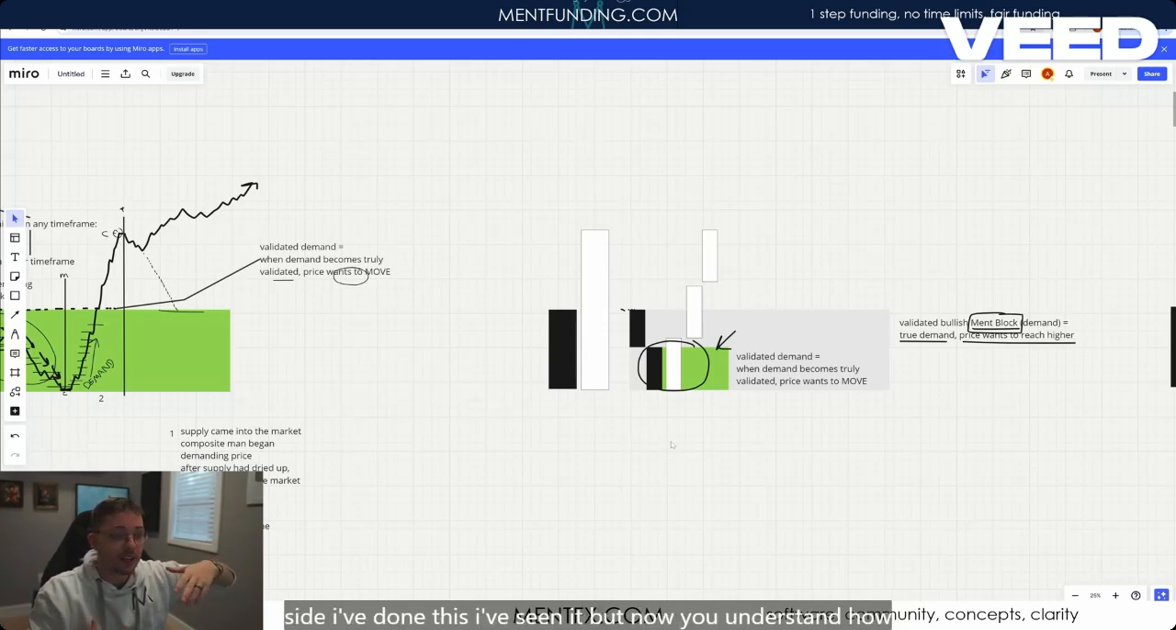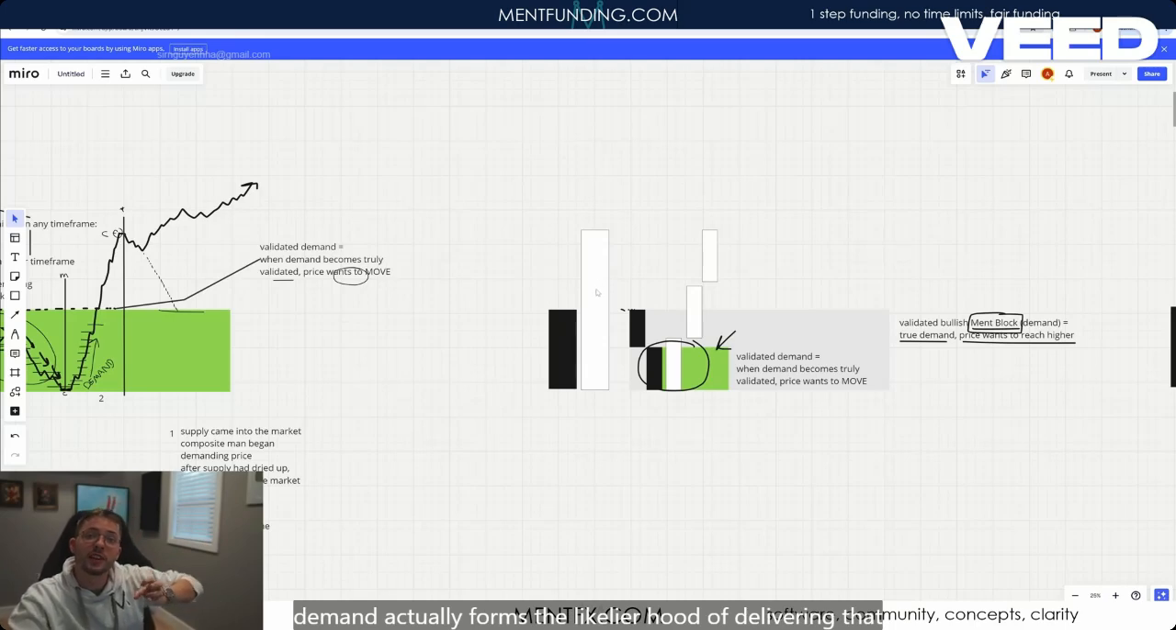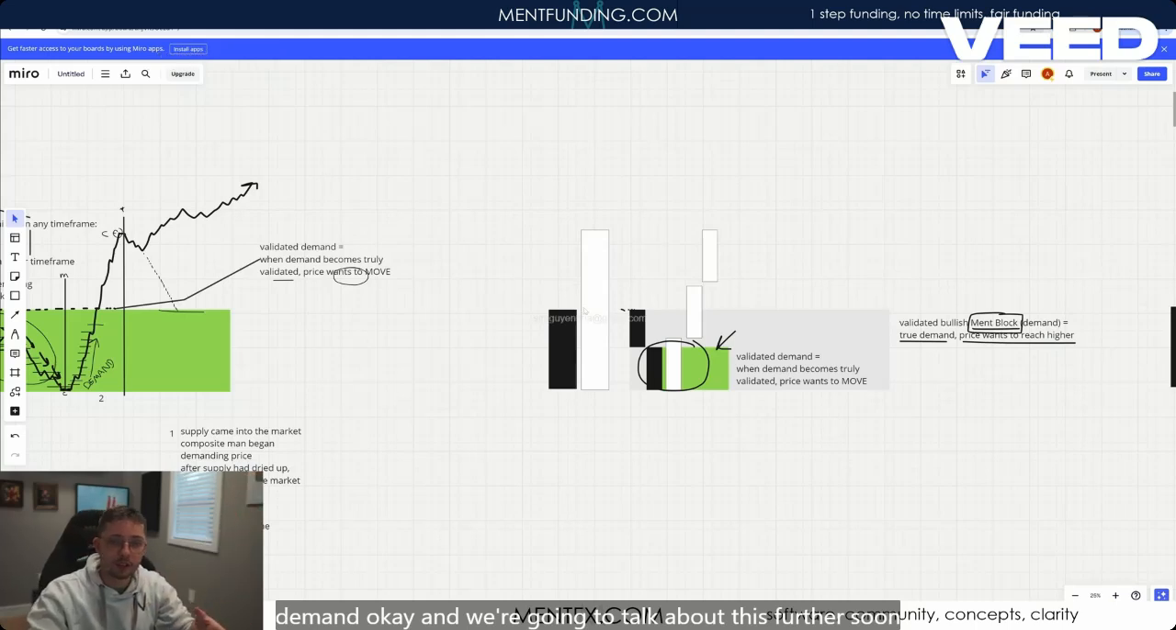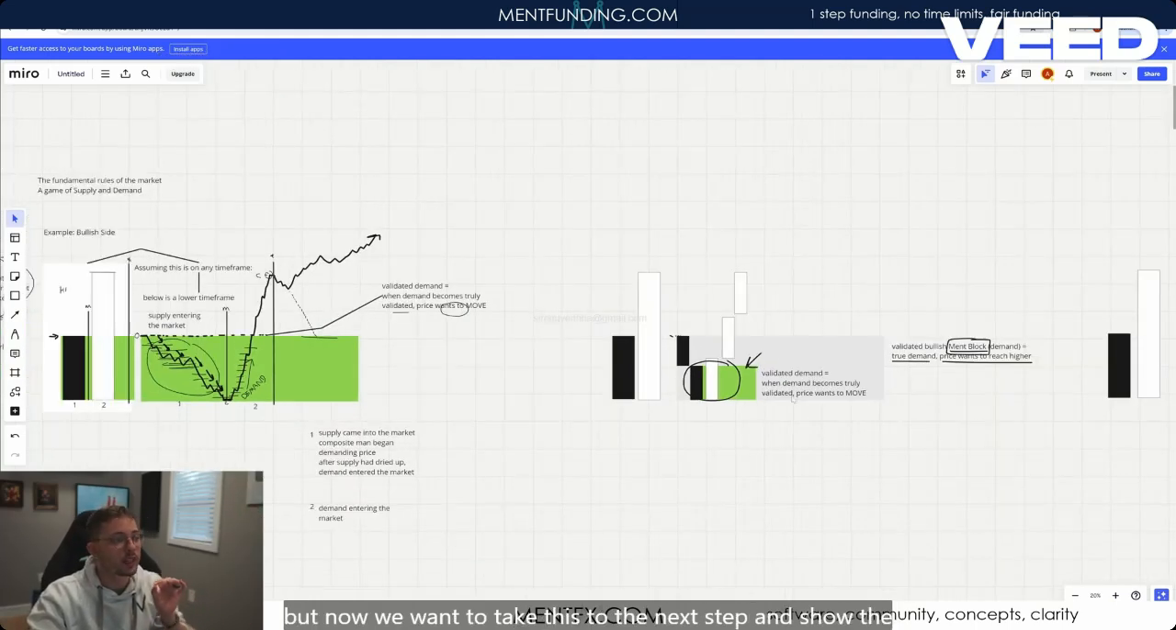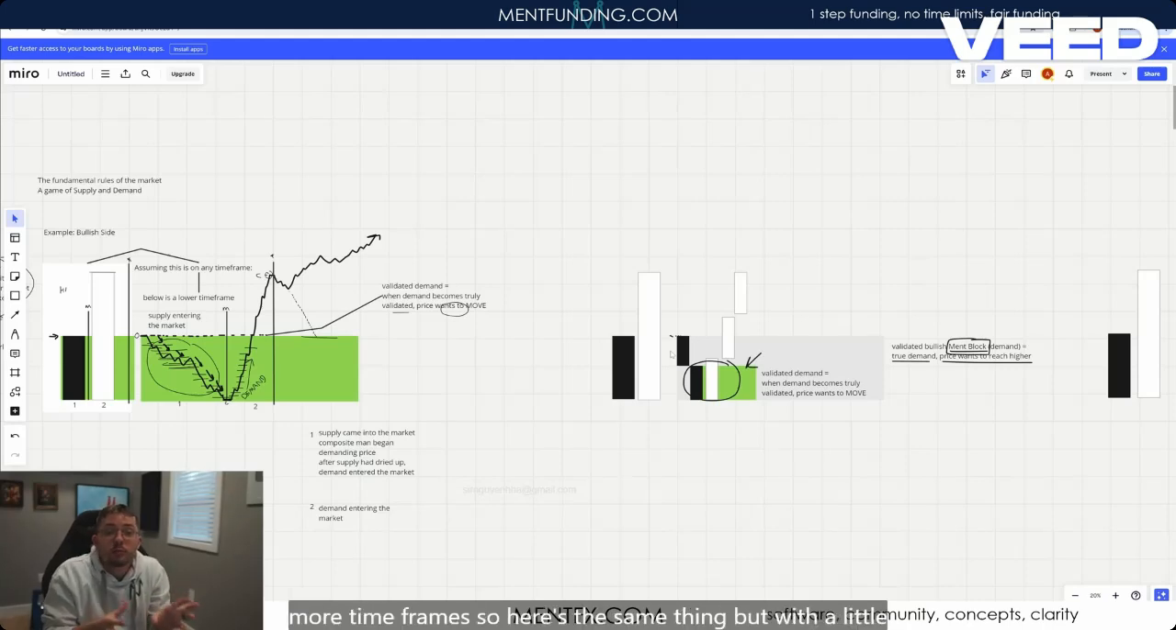I've done this, I've seen it, but now you understand how prices truly move and how the validation of demand actually forms the likelihood of delivering that demand, okay? And we're going to talk about this further soon, but now we want to take this to the next step and show more examples of what this looks like as we look at this across more time frames.